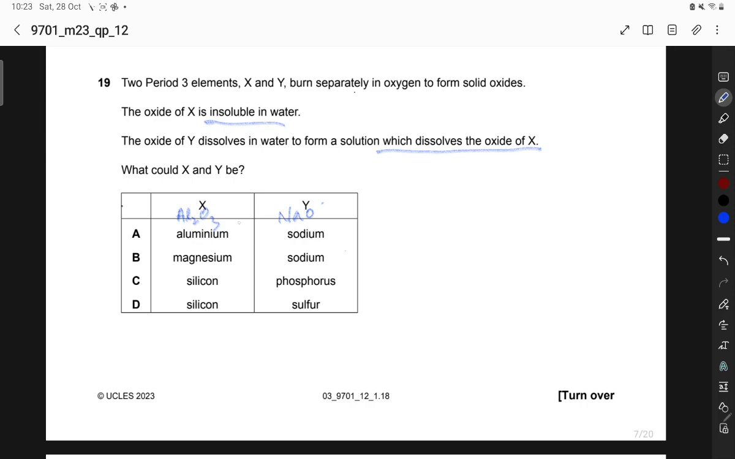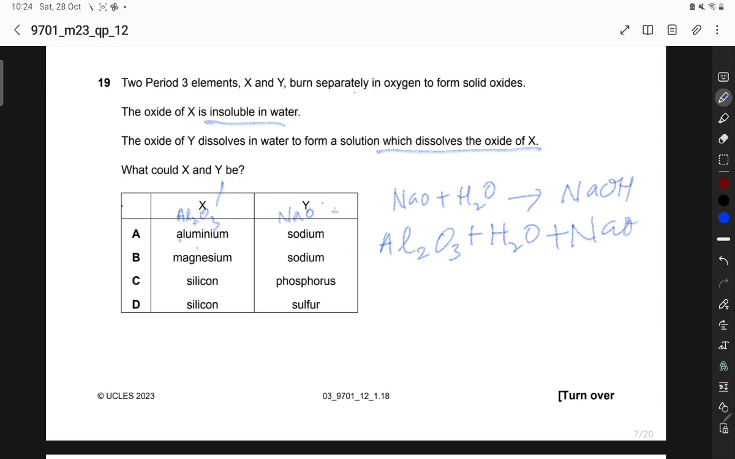So aluminum oxide is insoluble in water, while sodium oxide dissolves in water to form sodium hydroxide. We know that aluminum oxide is an amphoteric oxide. So aluminum oxide can react with sodium hydroxide, it dissolves in sodium hydroxide. So option A must be correct.